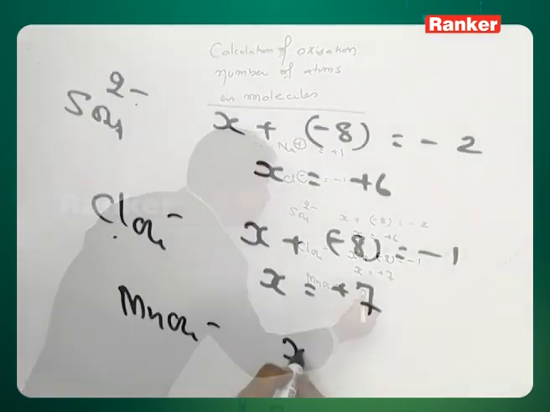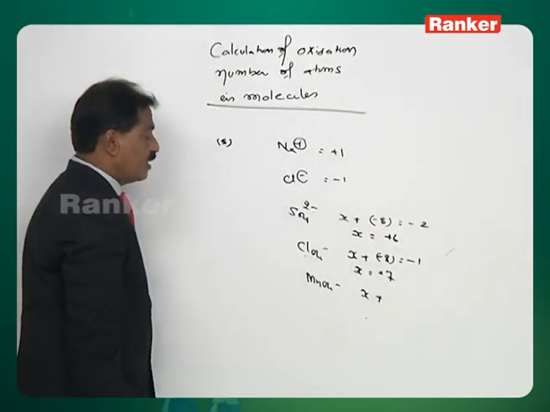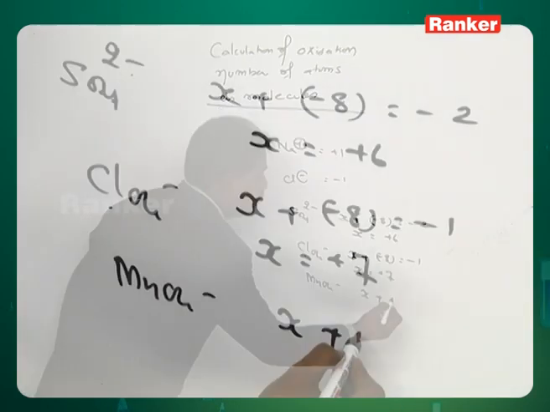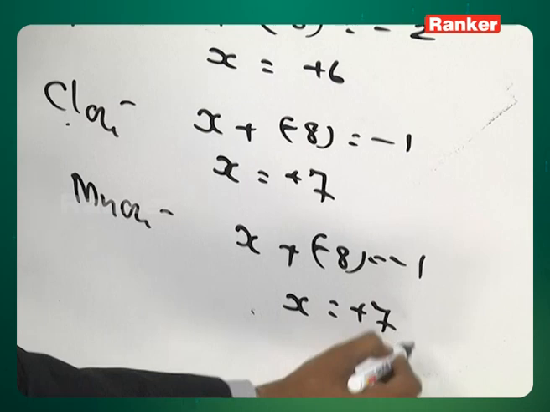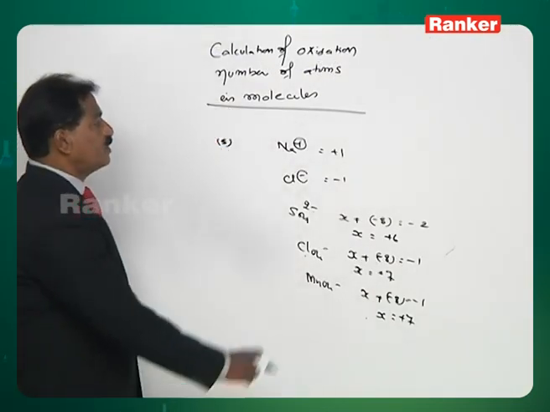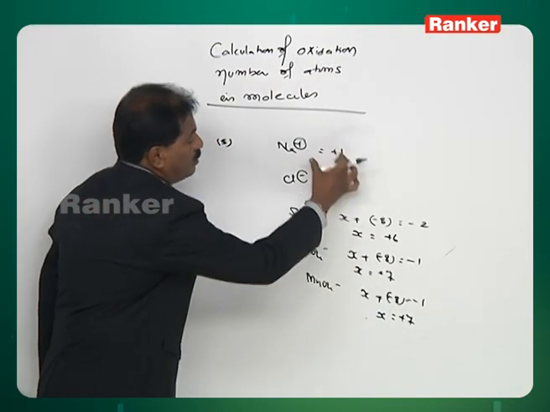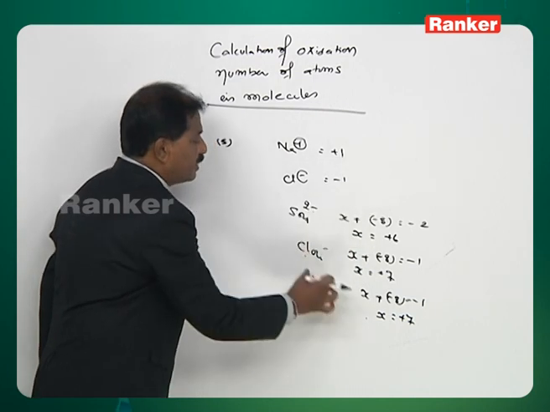Similarly, for manganese, we want to calculate the oxidation state. Assign the value X. X plus -8 is equal to -1. Therefore, X is equal to +7. Like that, we can find out the oxidation states of any unknown atom in any multi-atomic ion by using this rule.